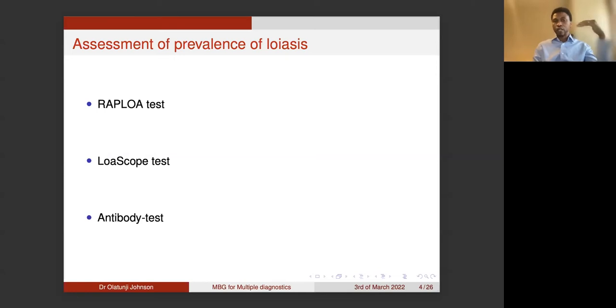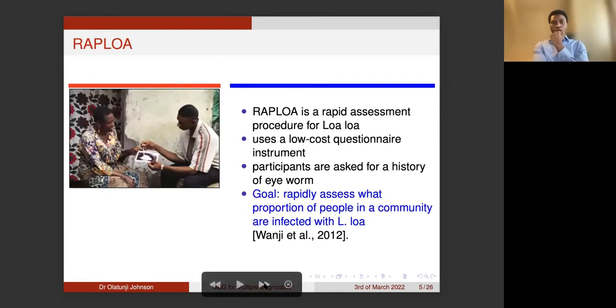So of recent, they developed a more advanced tool, which is the LoaScope test. And then we are all aware of the antibody test. That is also pretty recent that they developed that. And I'm just going to go a little bit deeper into what goes on in these tests.